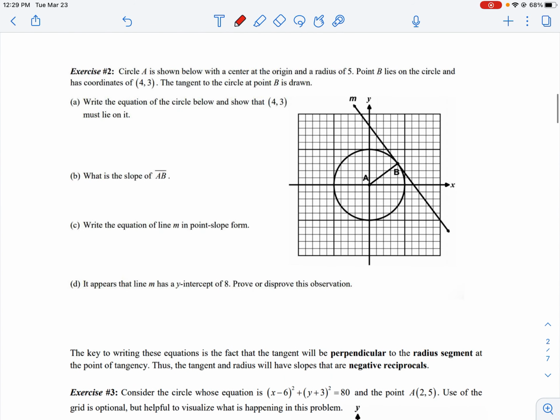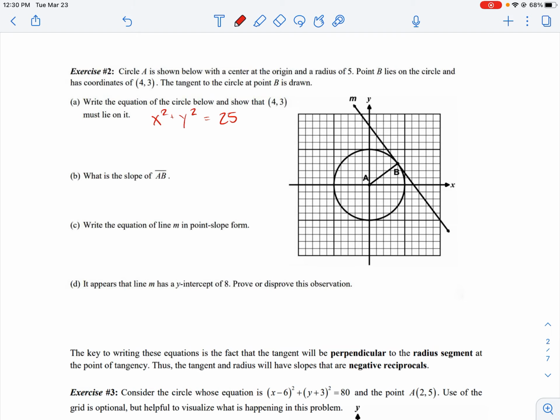Circle A is shown below with a center at the origin and a radius of 5. Point B lies on the circle and has coordinates (4, 3). The tangent to the circle at point B is drawn. Write the equation of the circle below and show that (4, 3) must lie on it. Our circle is at the origin, so the equation is x squared plus y squared is equal to 25, our radius squared. That would be the equation of that circle. We want to make sure that (4, 3) falls on that.